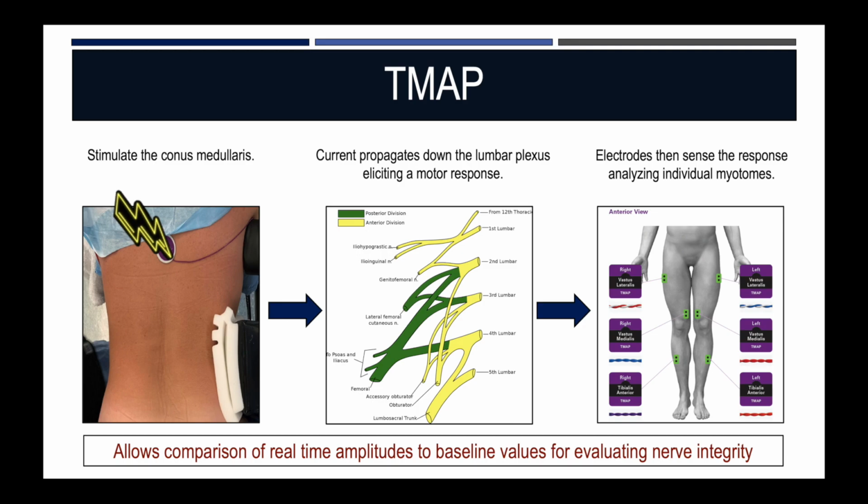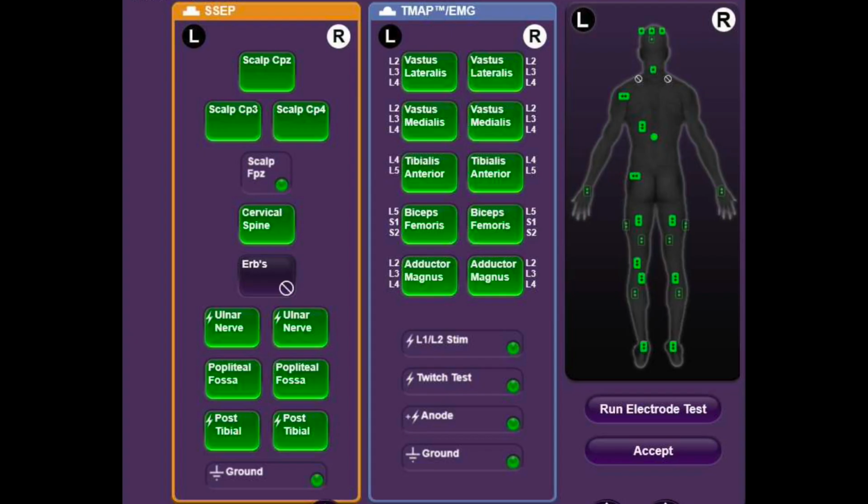of nerve integrity. TMAP allows you to select 5 channels or myotomes to monitor, and for an L4-5 prone lateral, I'm most concerned about femoral nerve health. And so I select vastus lateralis, vastus medialis, adductor magnus, and tibialis anterior for broad coverage of femoral nerve health.